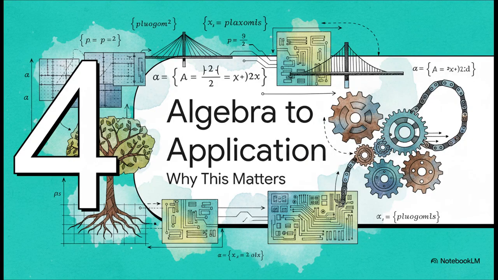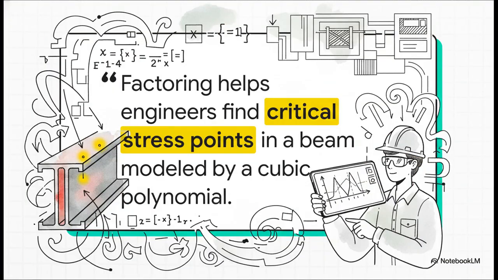Okay, so we've spent a lot of time on the how. Now let's talk for a minute about the why. Why on earth does this matter once you're done with your algebra class? Well, this isn't just some abstract puzzle for a textbook. In the real world, an engineer might need to figure out the critical stress points on a beam to make sure a bridge is safe. And those critical points, they're often hidden inside really complex polynomial equations. To find them, engineers have to break those equations down into simpler parts. And factoring by grouping is a fundamental tool they use to get it done.